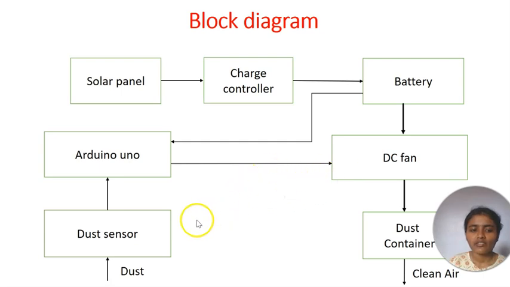And here the dust sensor continuously checks the air quality around the road divider. If the dust level is high near the road divider, then it sends sensor signals to the Arduino Uno. Then this microcontroller will activate the DC fan. Then this DC fan will suck in the dusty air and push it into a removable dust container. This dust container releases the clean air into the environment, and the dust particles trapped inside it can later be collected and removed. Therefore the entire setup is meant to work automatically on a road divider using solar energy.